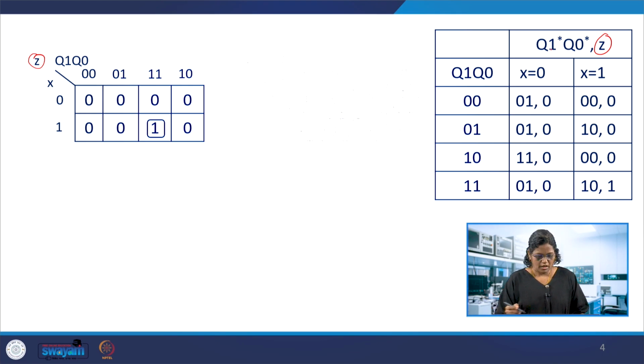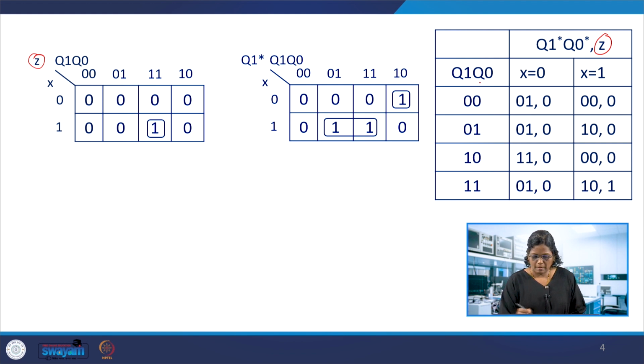For q1 star, similarly, we get 1 0 0 0, these are the next states that are going to be filled up. So you have 1 1 1 here: with x equal to 0 there are 1 1, and when x equal to 1 there are 2 1s. So for q1 star, the expression we will be getting from this is x q0. So x and q0.